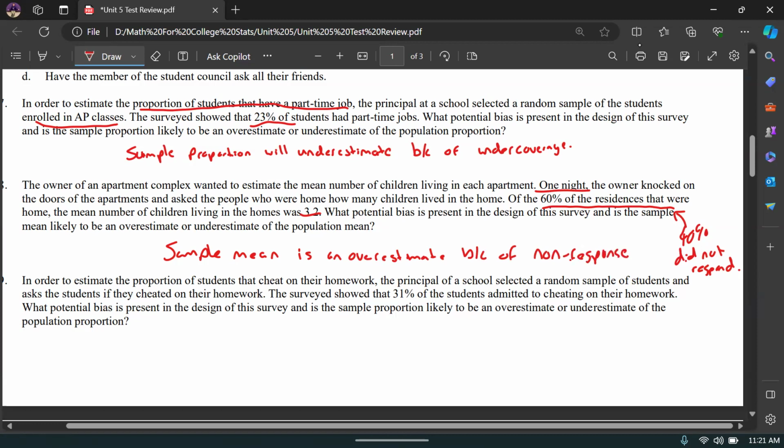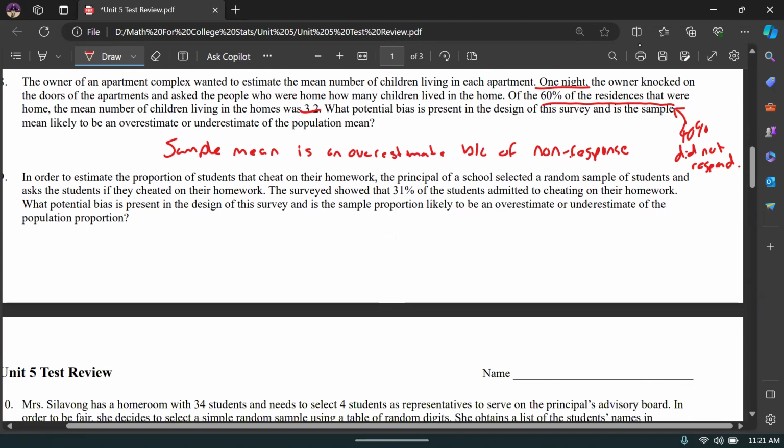So non-response is the problem, because again, 40% of people did not respond. Number 9, in order to estimate the proportion of students that cheat on their homework, the principal of the school selected a random sample of students and asks the students if they cheated on their homework. The survey showed that 31% of students admitted to cheating on their homework.